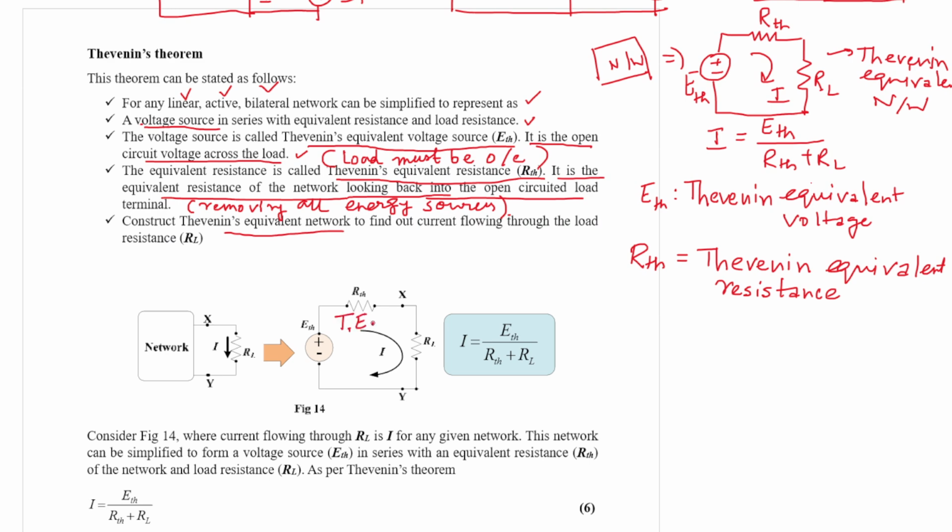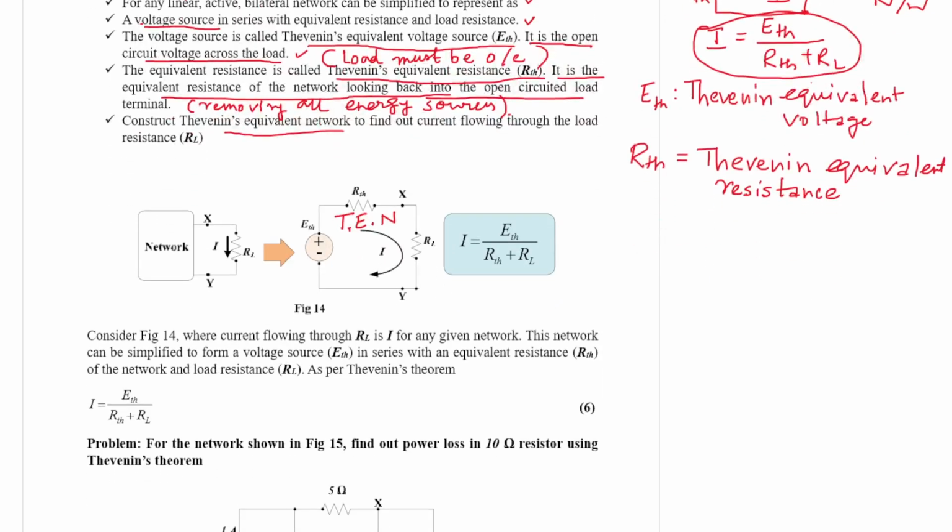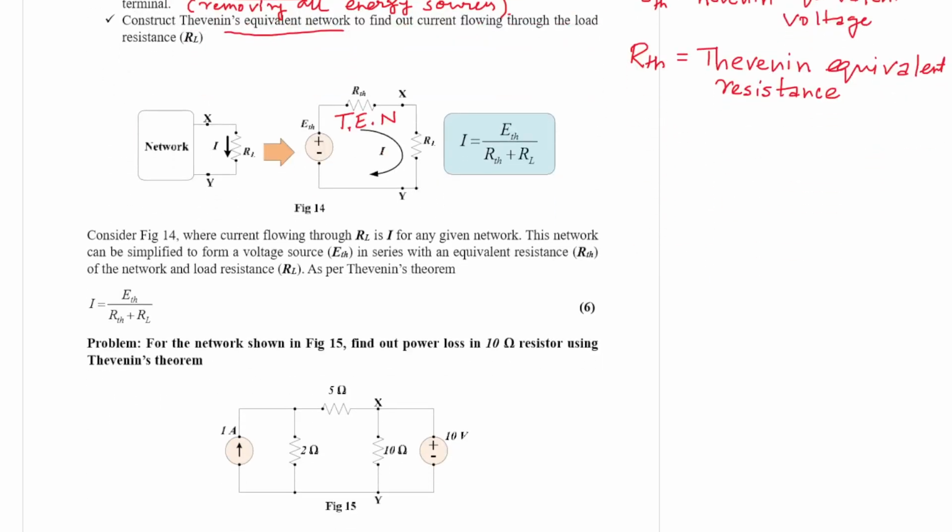From that Thevenin equivalent network, we can find out the current flowing through the load resistance, or the current flowing through the resistance through which we want to measure the current. So basically it is I. As written here, I is equal to E Thevenin by R Thevenin plus RL. It is one of the most useful and mostly used theorems amongst all. So the current flowing through them is E Thevenin divided by R Thevenin plus RL.